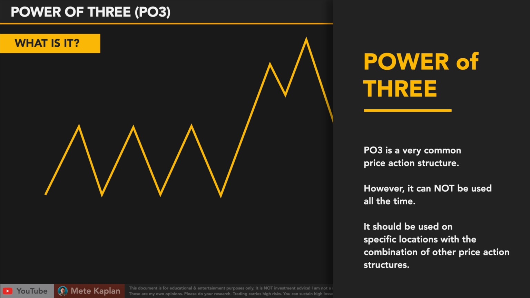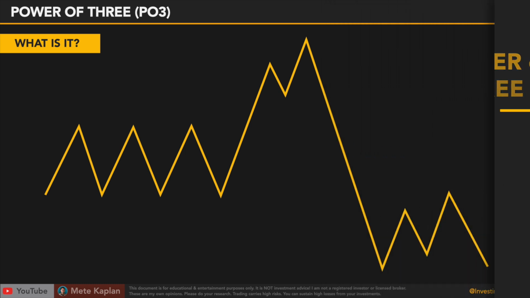PO3 consists of 3 stages: accumulation, manipulation, and the expansion. These names keep changing. Everybody has different names for the phases such as distribution. But names have no importance at all. What we only care about is the meaning of the price action.